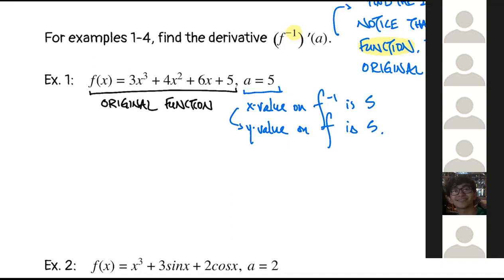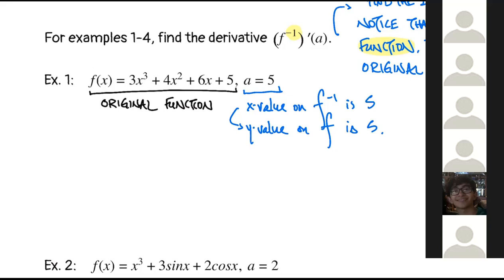Is everyone okay with what we've written down here so far? The original function, the x value, the y value. It is kind of tricky. That's why we're writing it out in words, and we're not really using very many pronouns. We're not saying it is 5 or that is 5. We're being very specific. We're saying the x value on f inverse is 5, which means that the y value on f is 5.